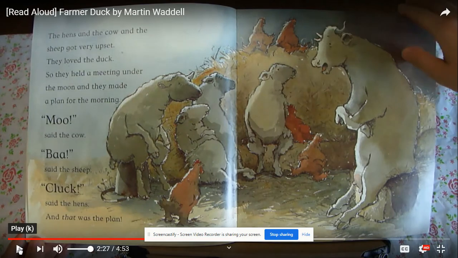Okay, I want you to pause the video again after I tell you what you're going to do. I want you to write number 2, and then I want you to tell me how you think the cow, the sheep, and the hens feel. How do you think the cow and the sheep are feeling right now? And I also want you to tell me what from the text up here makes you think that they feel that way. So I want you to pause the video right now, answer that question, and then you can push play so we can continue.